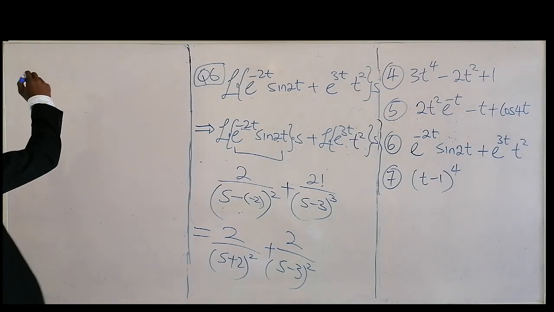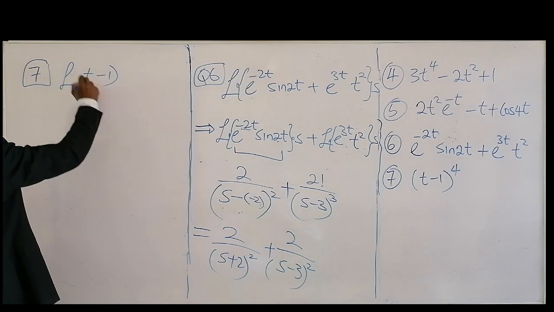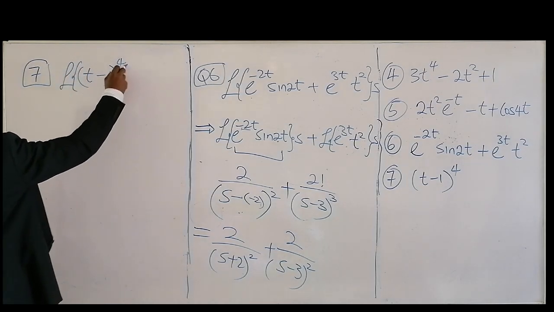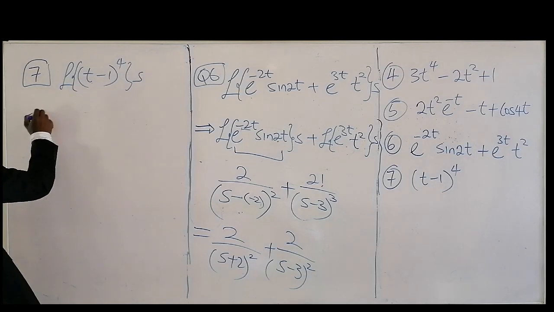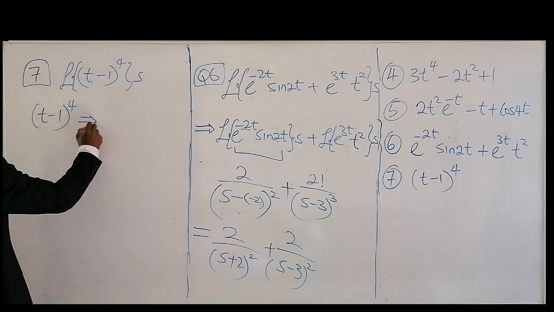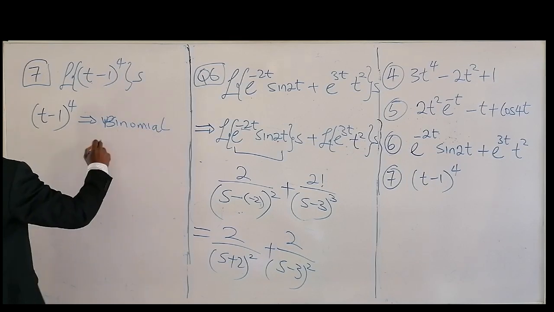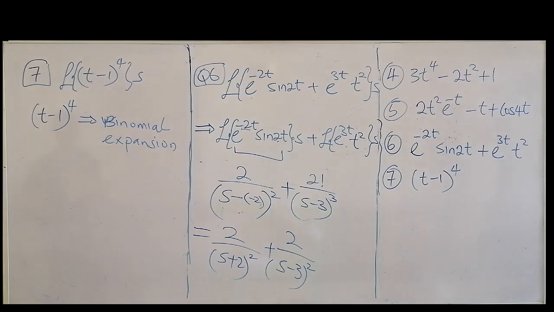Then we go to the last question, question 7. We want to find the Laplace of t minus 1 to the power 4. Before we can do the Laplace of this, we need to do the expansion using binomial expansion. That's the first thing we need to do to expand this. Then after the expansion, we can use the Laplace theorem.